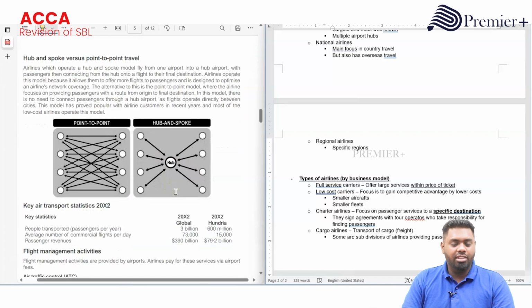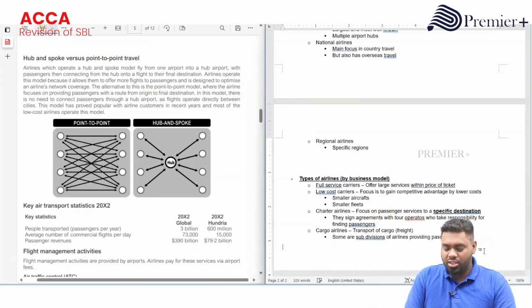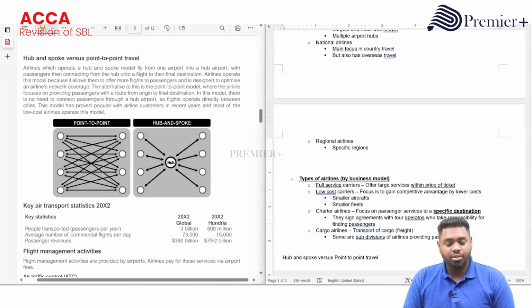Right. Next, let's look at hub and spoke versus point-to-point travel. So we looked at what point-to-point travel is. Next, let's compare the two different business models, hub and spoke versus point-to-point travel. The next section is about hub and spoke versus point-to-point travel.